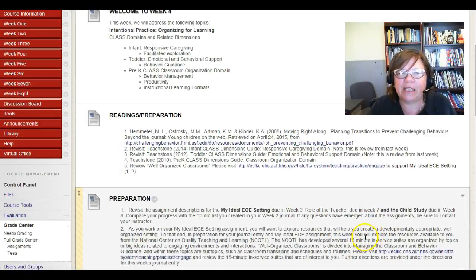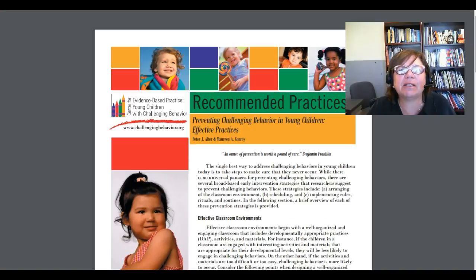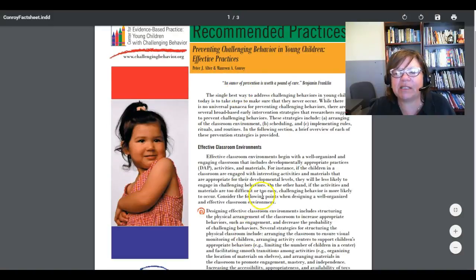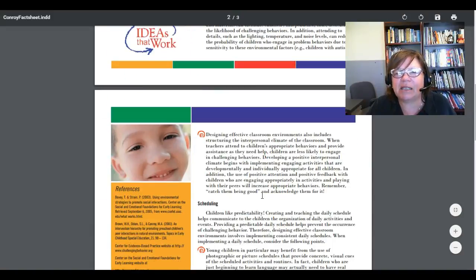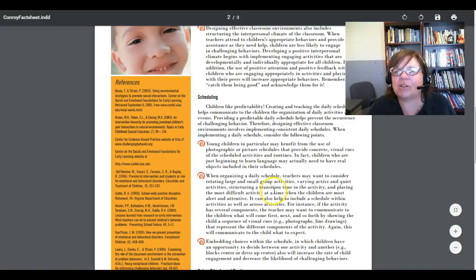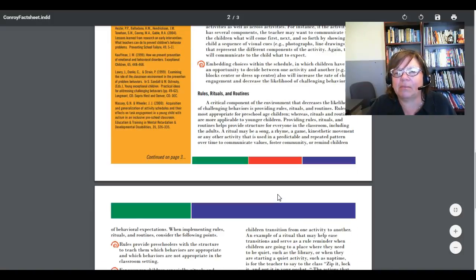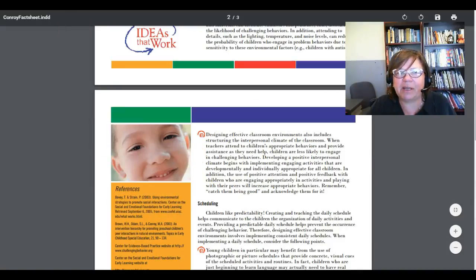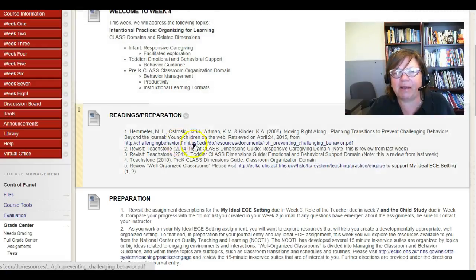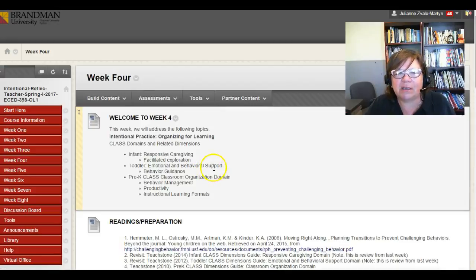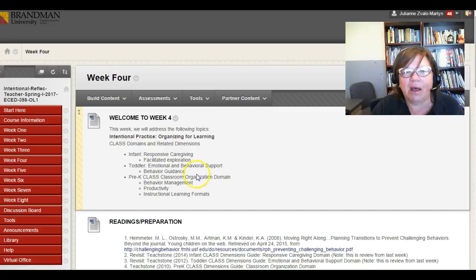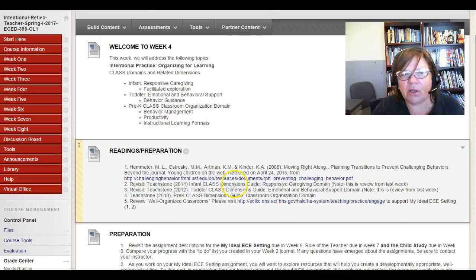For readings, you're reading an additional article. Let's see. There's the article, Preventing Challenging Behavior in Young Children, Effective Practices. So this is going to give you some ideas for environment and schedule in terms of supporting preventing challenging behavior, which is awesome. I love that we have strategies. When I was a teacher, young, maybe not so young, I learned about all kinds of different strategies. It was very, very helpful. So there's that article.